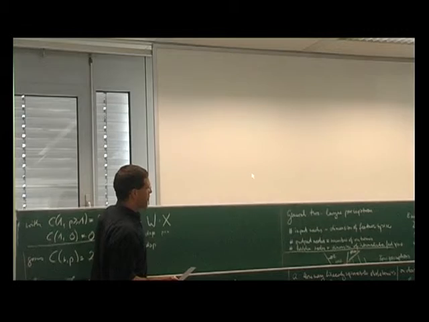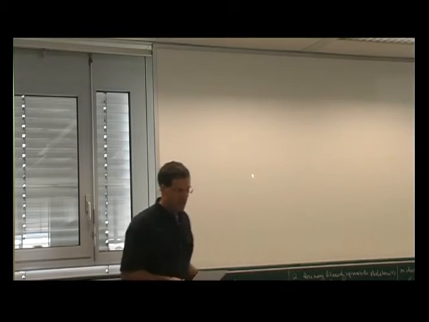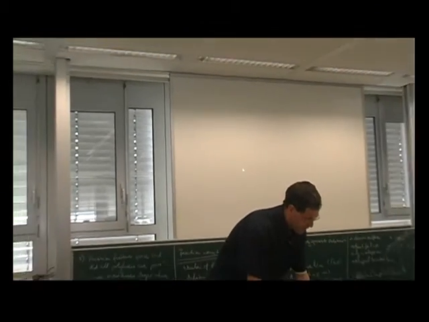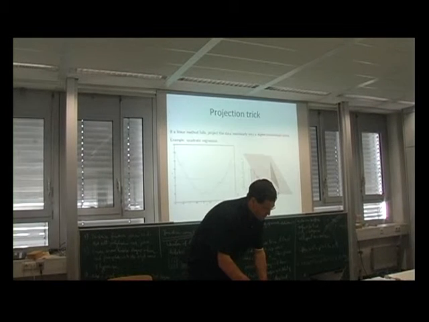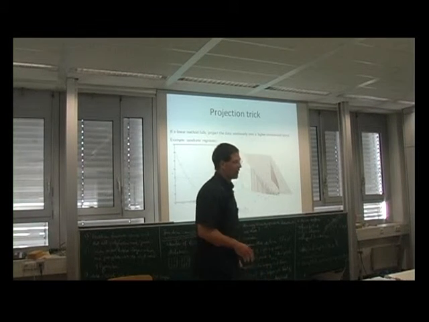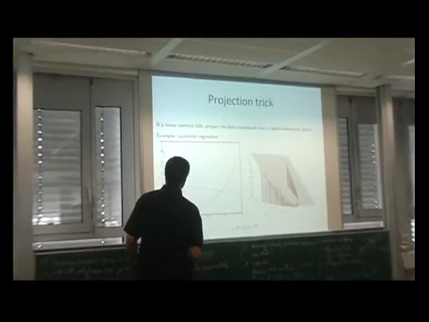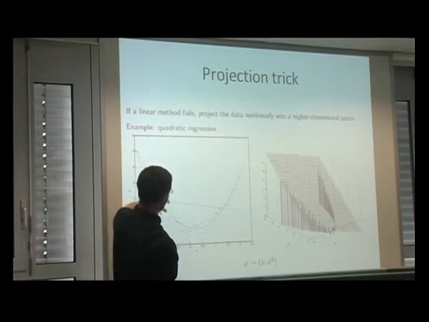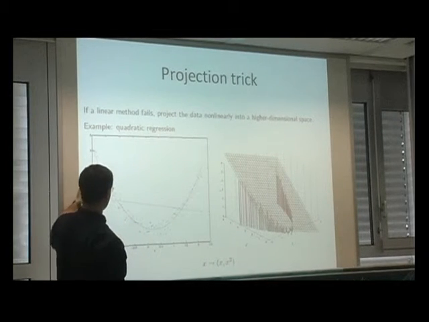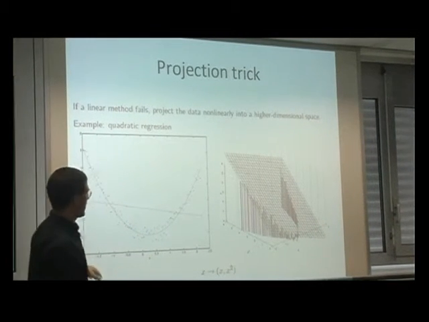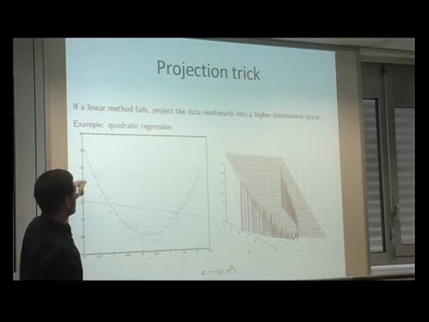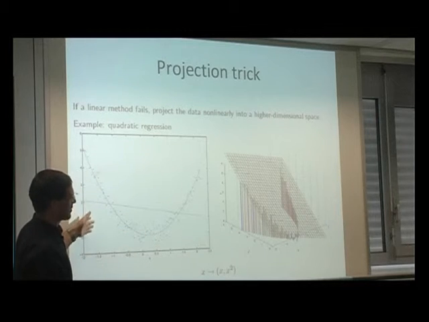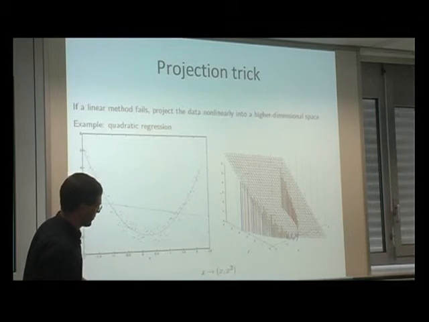Now, this idea of mapping points to a higher dimensional space is exploited by many methods. For example, here in polynomial regression. So I have a couple of points here. This is y as a function of x. And you see that a linear fit to these points would be of poor quality. However, I can perfectly fit a parabola to these points because it's actually how I generated those points.